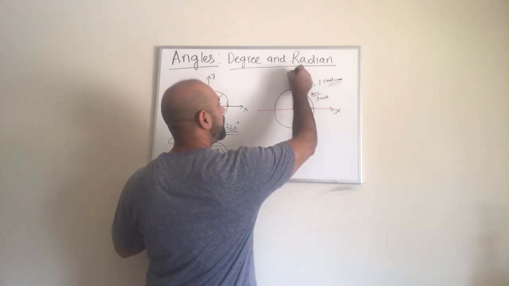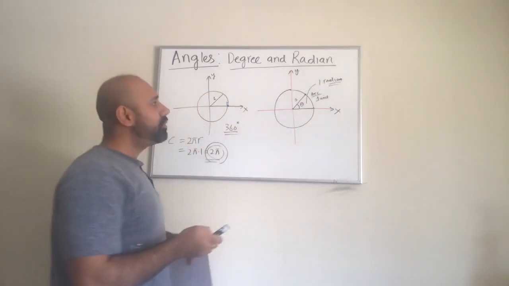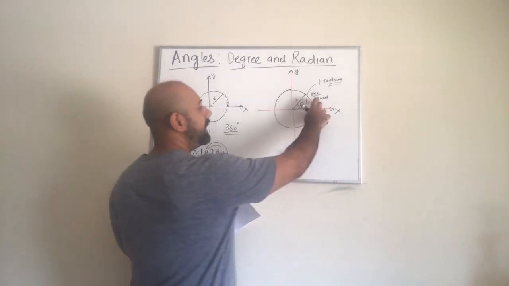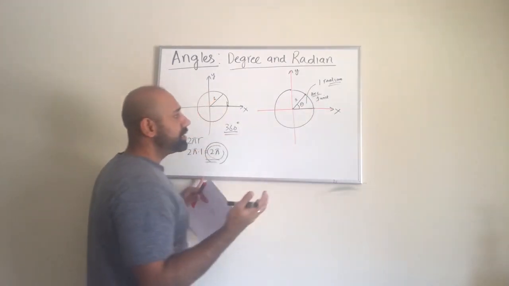Keep in mind, this is the x and y axis. So that is how we like to define a radian. It is the angle that the arc of unit length subtends at the origin.